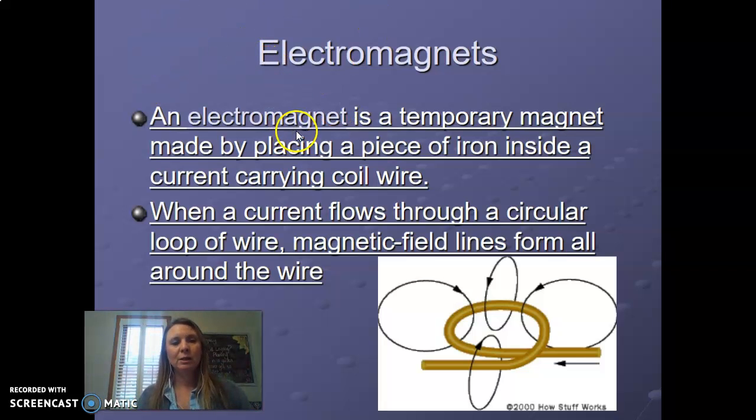So once again, an electromagnet is a temporary magnet made by placing a piece of iron inside a current carrying coil. So the copper wire would have been the current that is carrying that energy. So the copper wire is the coil. The closer the coils, the stronger the magnet gets. So remember, we talked yesterday about magnetic force. So if you decrease the distance, the stronger the magnetic field gets.